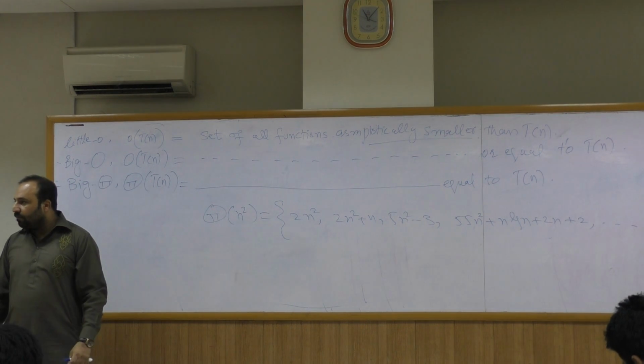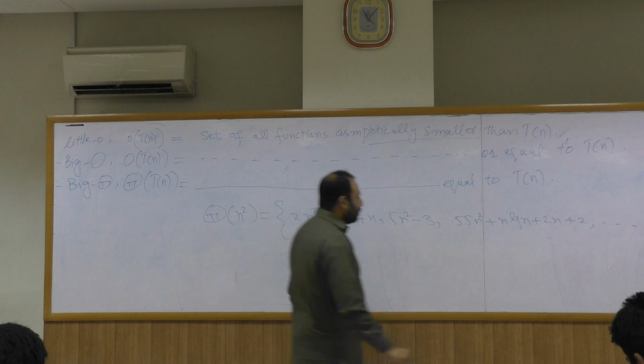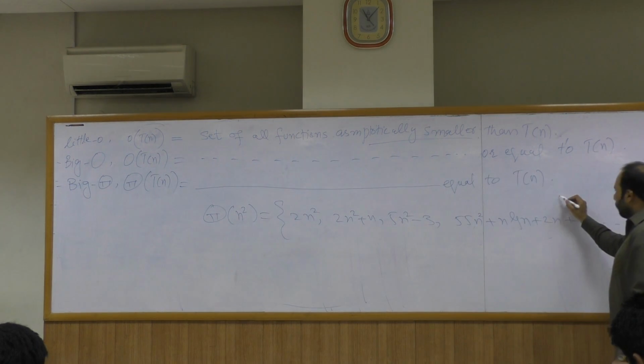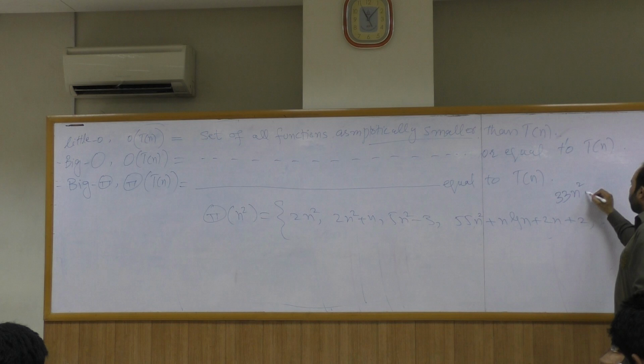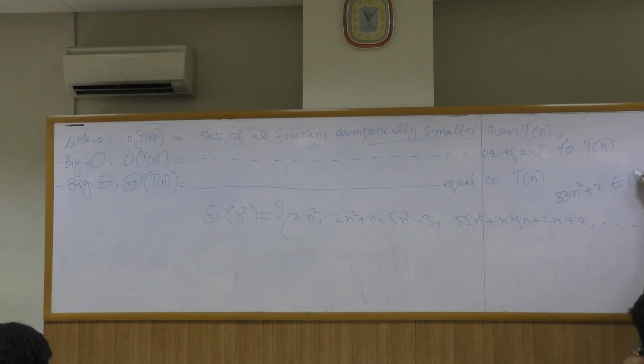All these functions are asymptotically equal to this. Make sense? Okay, true or false: 33n square plus 2 belongs to theta n square. True. If it is not n square, then it is not true. That's it. Make sense? Great.